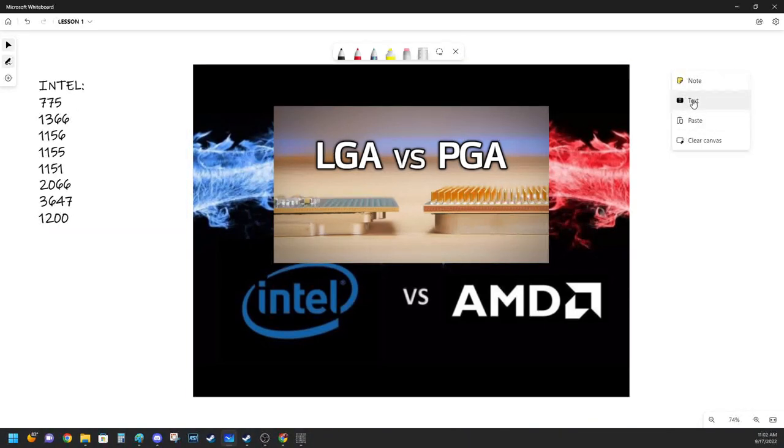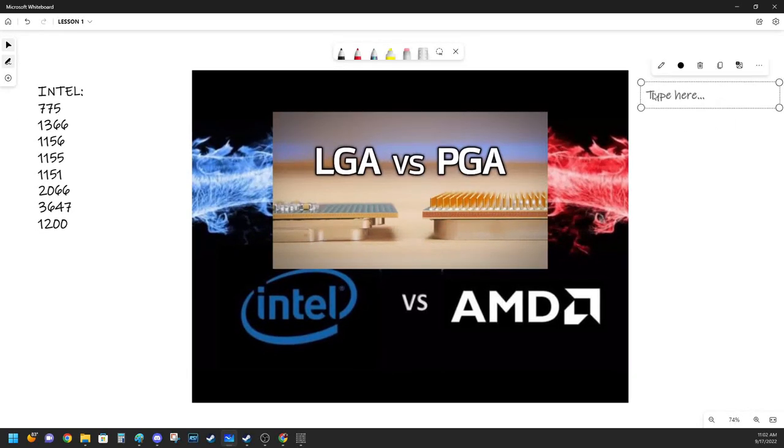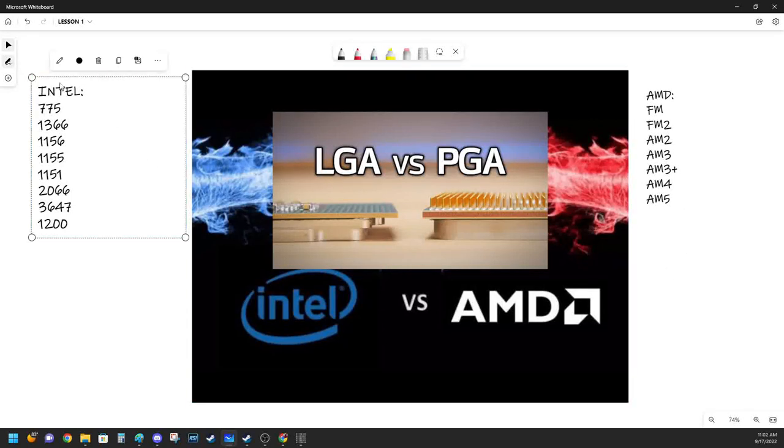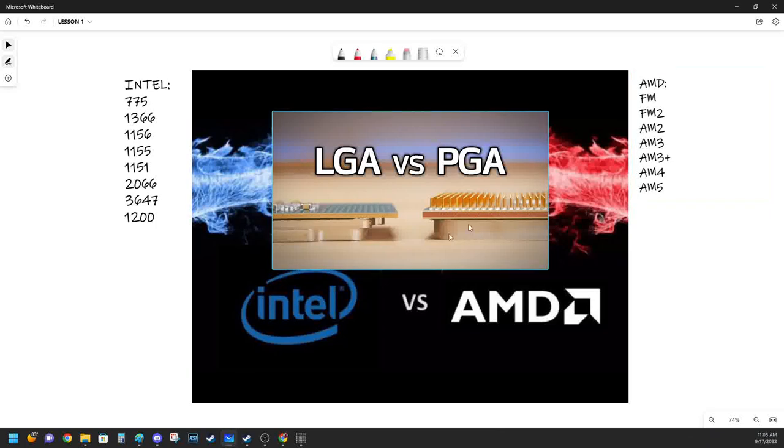AMD has kind of a different naming convention. You might see FM, FM2, AM2, AM3, AM3+, AM4, and AM5 now as of 2022. AM5 is going to LGA. It was announced this year. They're probably tired of people breaking the pins and getting upset at the manufacturer. But generally, until that's everywhere, yeah.